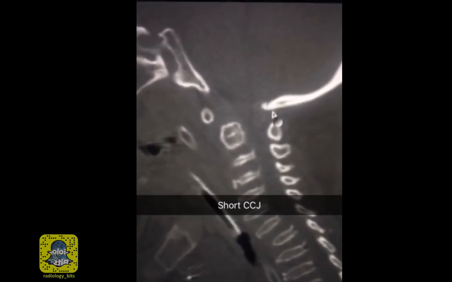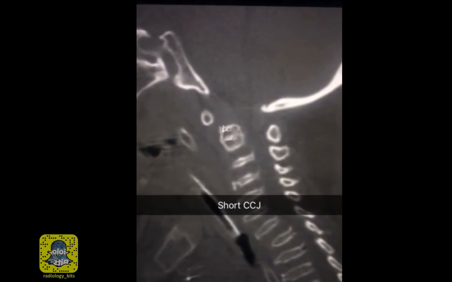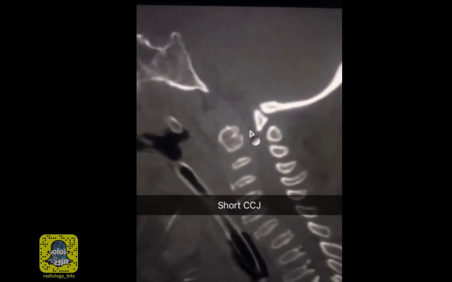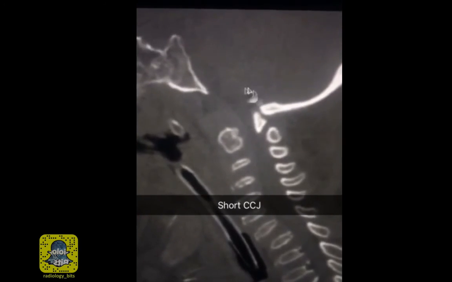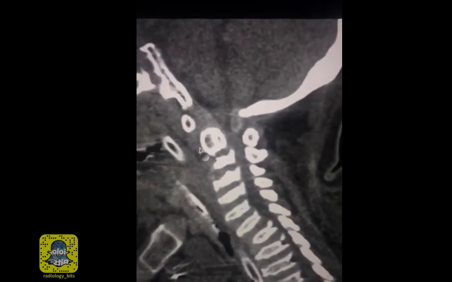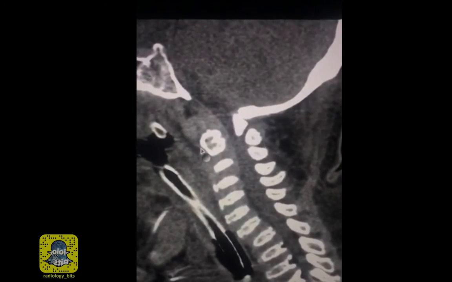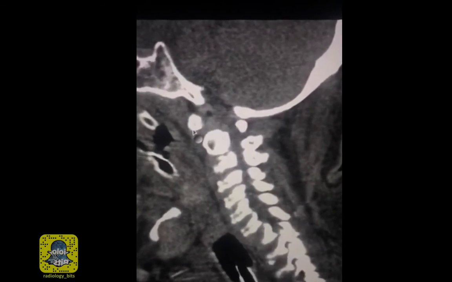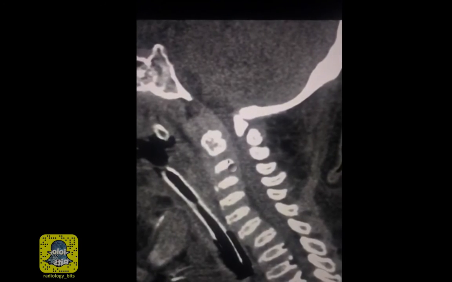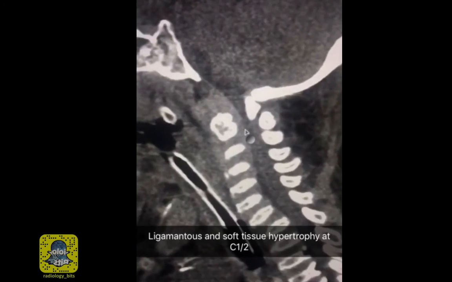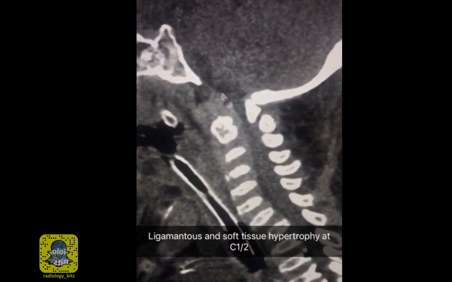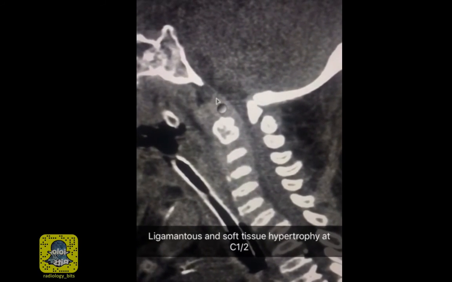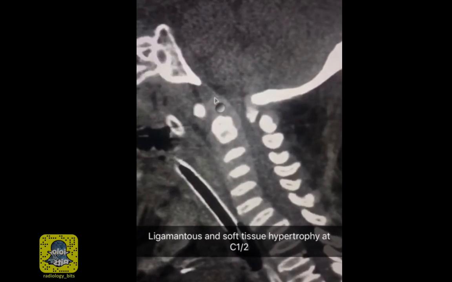The craniocervical junction looks short, and there is abnormality of the foramen magnum here. Changing to a soft tissue window, you'll notice that the soft tissues around the C1 and C2 articulation are more pronounced than usual. So there is ligamentous and soft tissue hypertrophy around the C1 and C2 articulation.